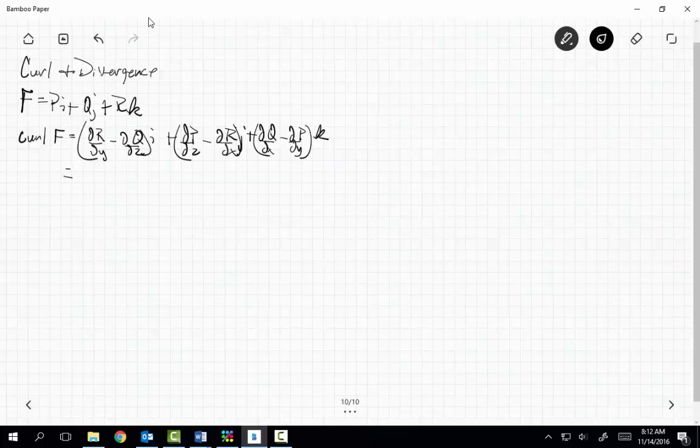Well, if I look close, what curl is really defined as is, check this out, if I go i, j, and k, and then partial with respect to x, partial with respect to y, and you're like, partial what? Well, watch. Then partial with respect to z, and then I go P, Q, R. Look at what this is. It's just a cross product.